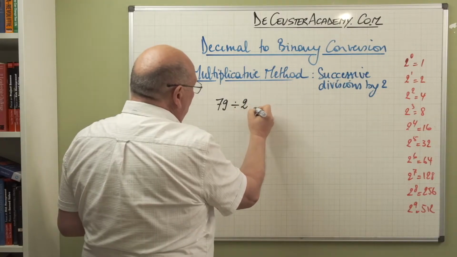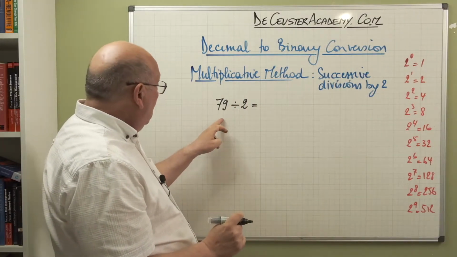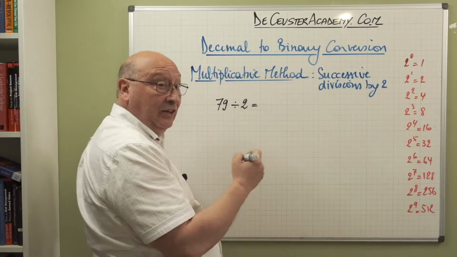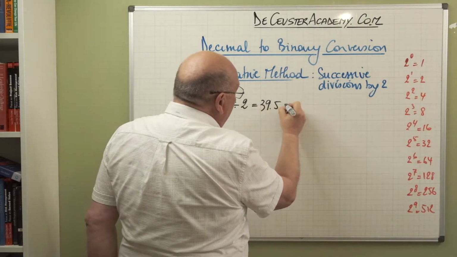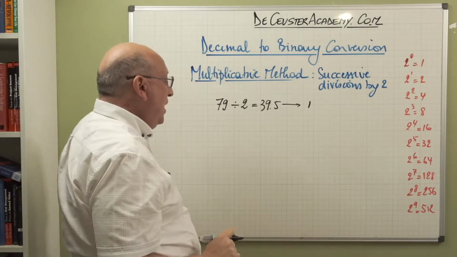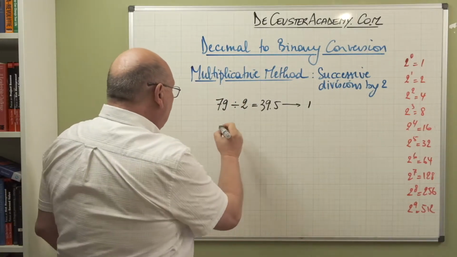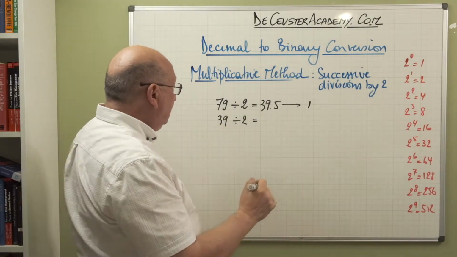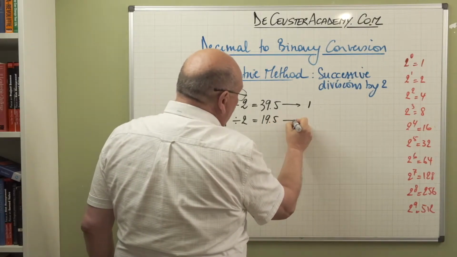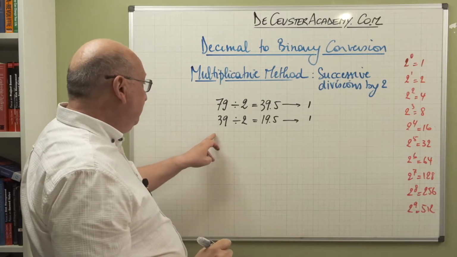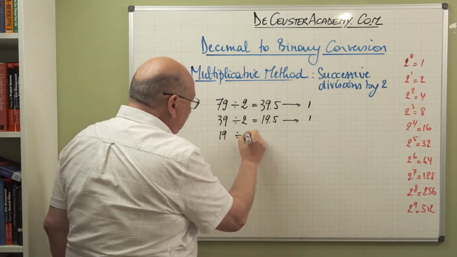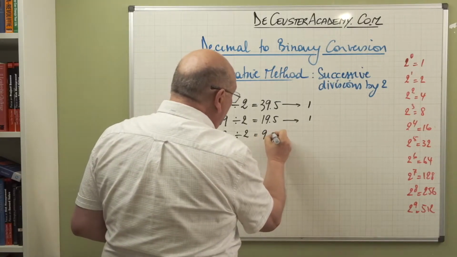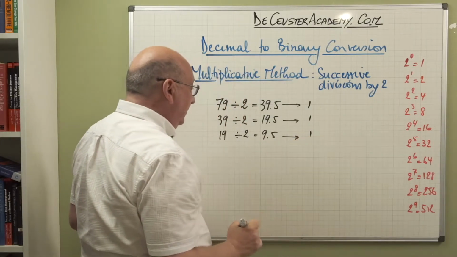We divide by 2, which gives us, in fact, 2 times 39 plus remainder 1. So I have here 39.5. It means that the remainder is 1. We take the 39. 39 divided by 2 gives us, again, 19.5. So we have a decimal here. So we have a remainder 1. We have the 19 divided by 2. 19 divided by 2 is 9.5, which again gives us a remainder 1.